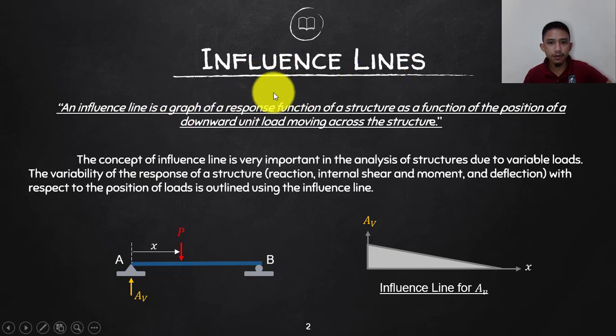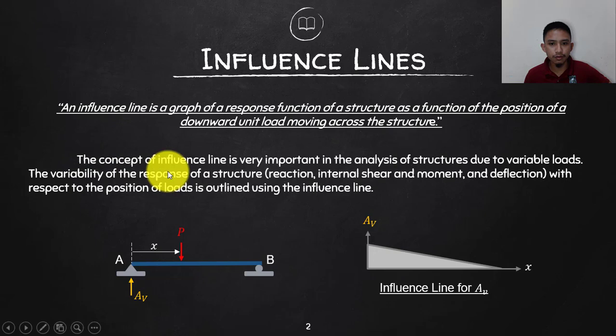Okay, so if we say influence lines, this is a graph of a response function of a structure as a function of the position of a downward unit load moving across the structure. So actually, if we try to understand this definition of influence line, we are just talking about the outline, okay, the outline of the effect of a variable load.